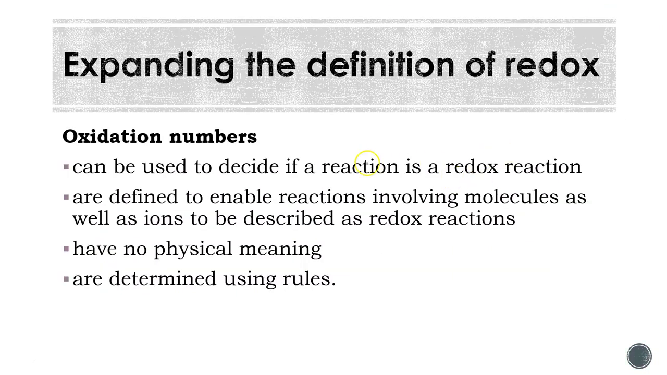So when we look at oxidation numbers, these are things that can be used to decide if a redox reaction has occurred. Okay, they're defined to enable reactions involving molecules to be classified as redox or not. It's important to realize that these have no physical meaning. They sometimes relate to the charge, but not always. So oxidation numbers themselves are an imaginary number. They're a tool that we use. They don't relate to something physical about the compound itself. And then we have a set of rules that we use in order to determine these.